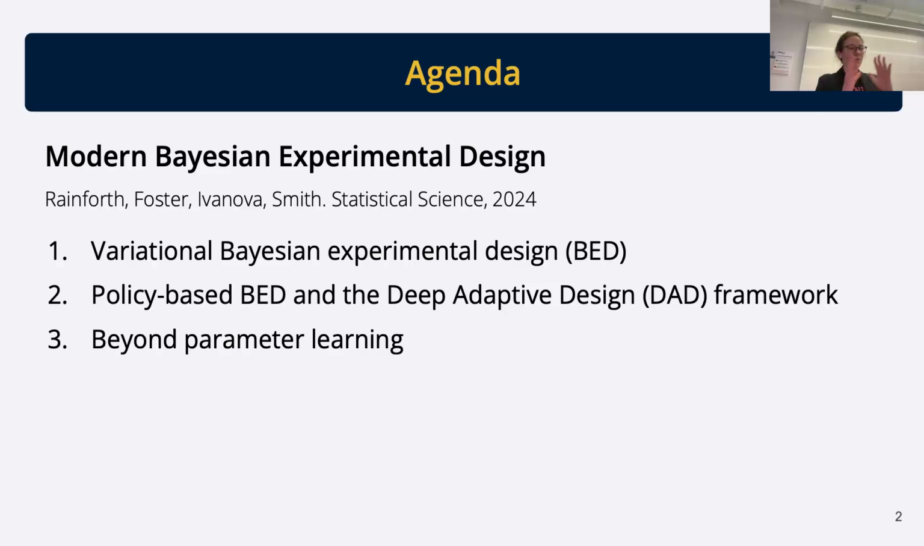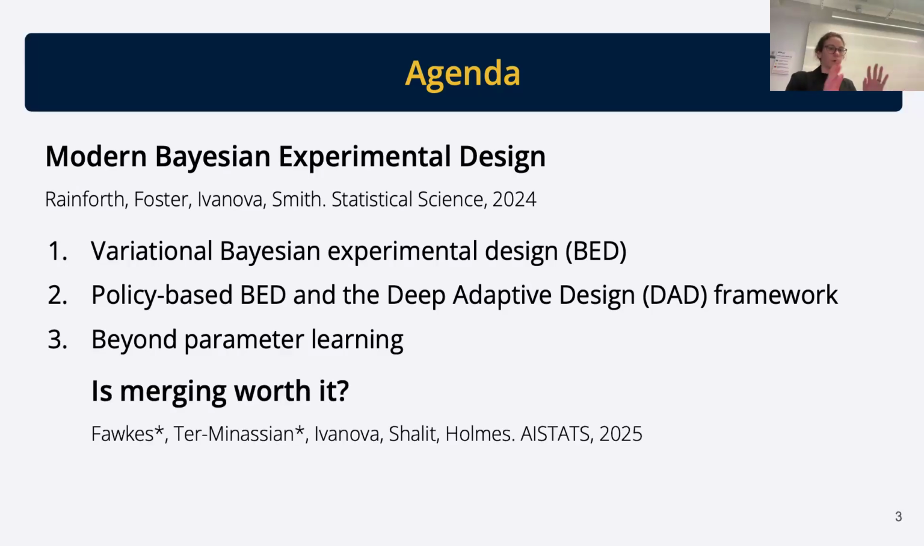And we'll be covering, roughly speaking, 3 topics. Number 1, variational Bayesian experimental design. Number 2, policy-based Bayesian experimental design and what we call the deep adaptive design framework. And in the third part, we will go beyond parameter learning. Hopefully that will become clearer as we go. And there I'll talk about a newer piece of work titled "Is Merging Worth It?" which just got accepted at AI Stats this year. And as I said, if there are any questions, please feel free to interrupt.